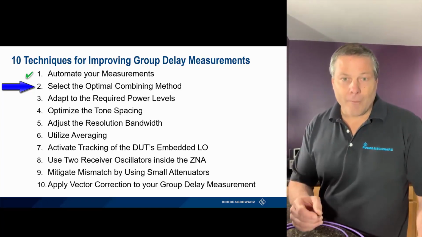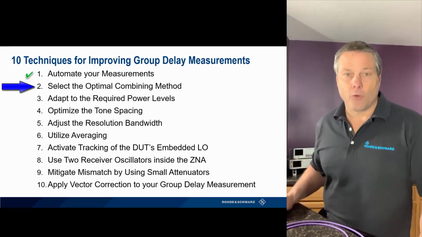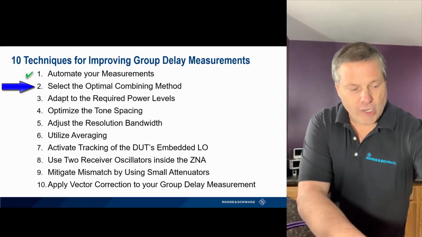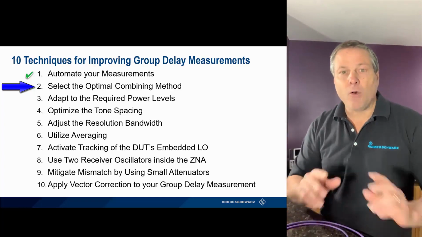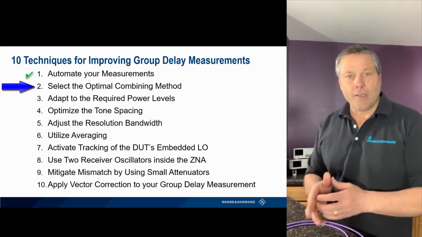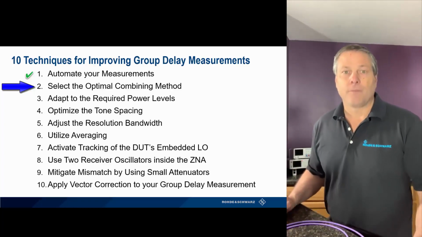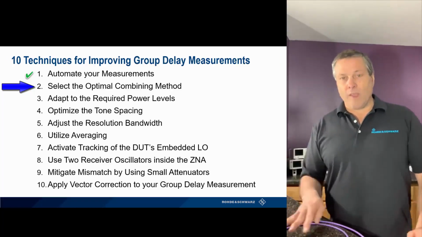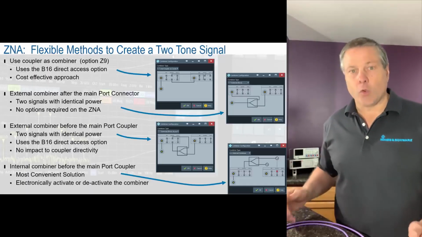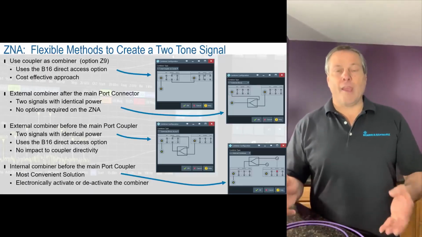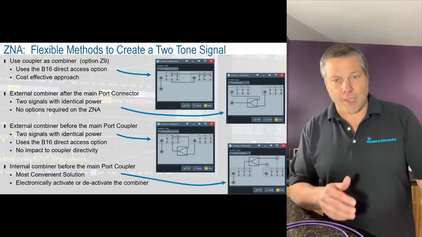In this video, I'm going to cover my second idea for improving your measurement results, which is to select the optimal combining method for creating your two-tone signal. Now, in the Rohde Schwarz ZNA, we have 4 different ways for you to create a two-tone signal, and each way has its own advantages and drawbacks.